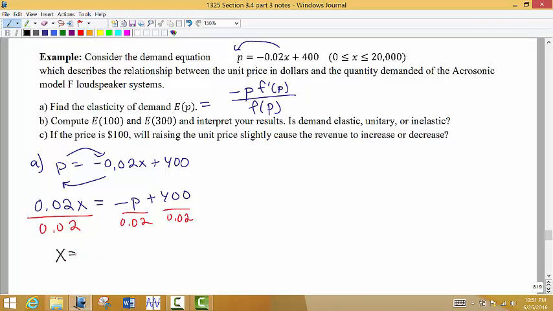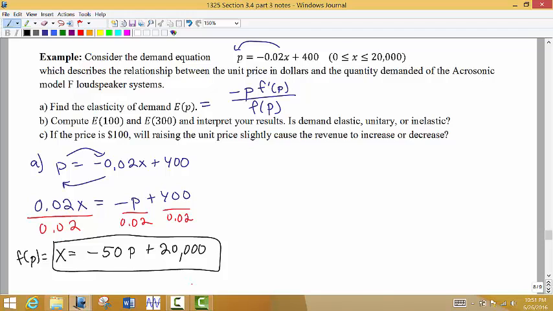So we end up with x is equal to, and if you put into your calculator 1 divided by 0.02, you end up getting 50. And that's a negative value, so I'm going to say that's negative 50 times p, just to make that look a little simpler. Here I get a positive 400 divided by 0.02. If you put that into your calculator, you end up with 20,000. So this is our function of p. So f of p is equal to x is equal to all of this. This is my function of p, where p is the independent variable here. So first step here is to rewrite it.